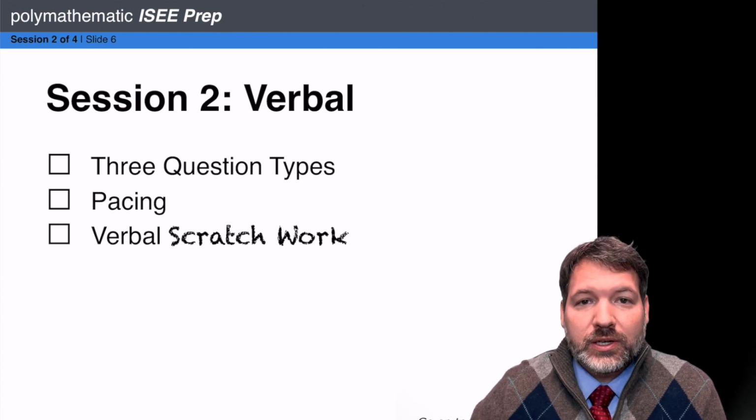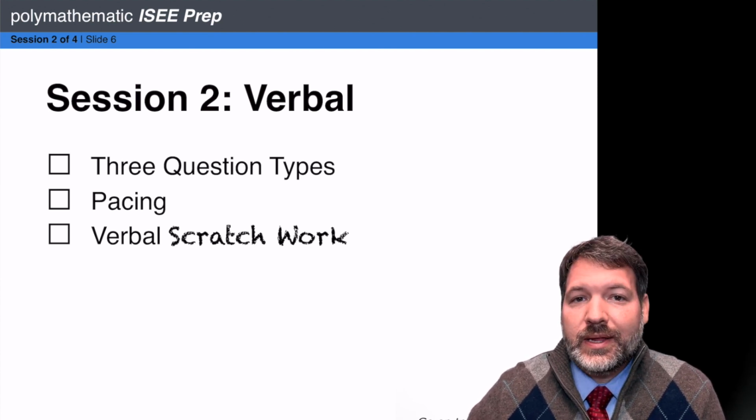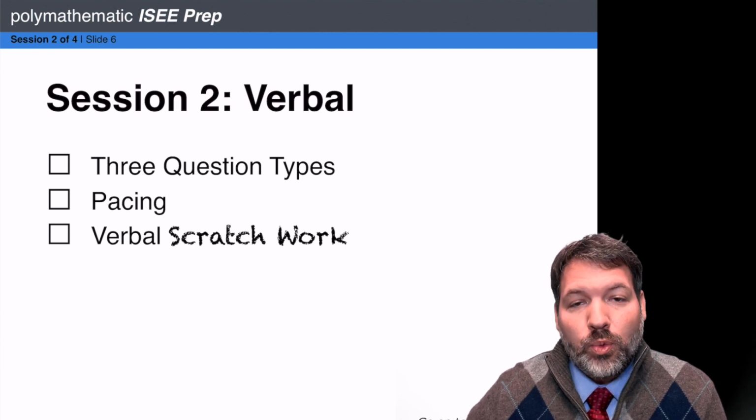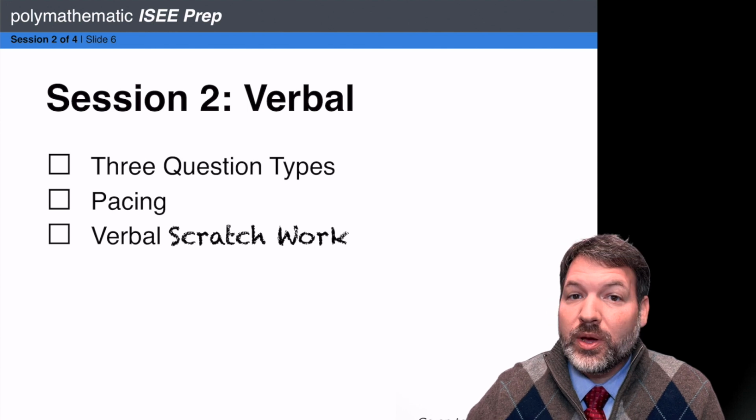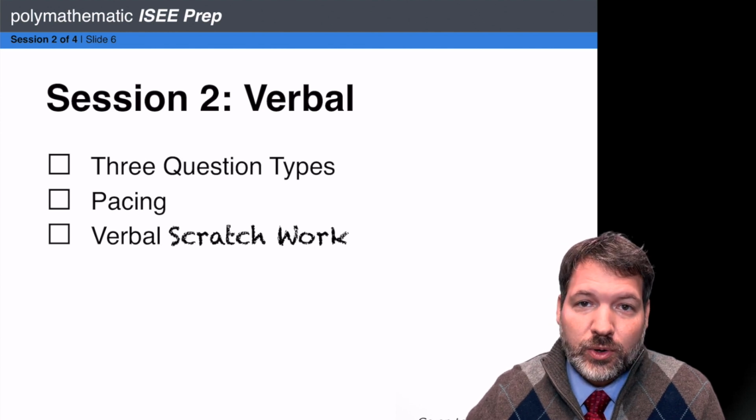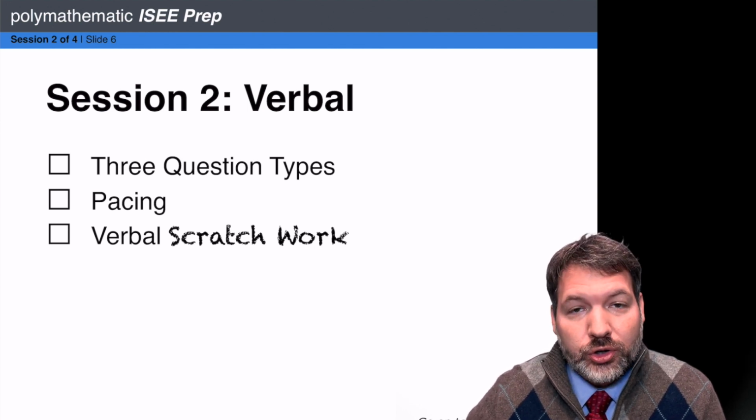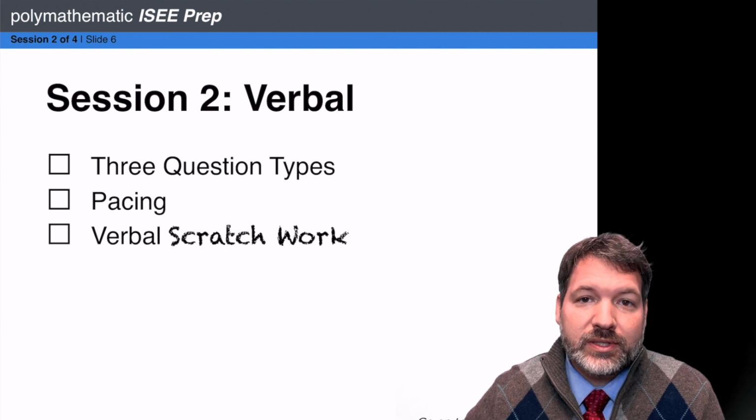So there you have it. Again, short video. Those are our global techniques for the verbal reasoning and the reading comprehension sections. We want to be aware of the 3 different question types. We want to be aware of the pacing that those question types require, and we want to make sure we're doing good scratch work even on these non-math sections of the test.